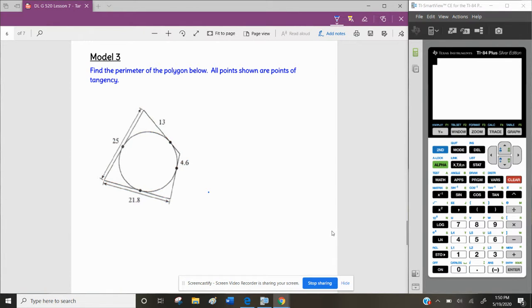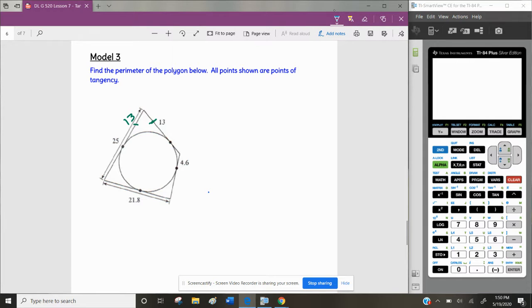So we're going to find the perimeter of the polygon below, with all points shown being points of tangency, meaning all these segments are tangent to the same circle. However, they are not from the same point. Some of them are from the same point, but not all of them. So what does that mean? That means that this segment and this segment, since they are drawn from the same point, are both going to be 13. Great.